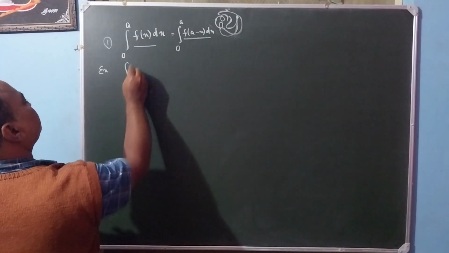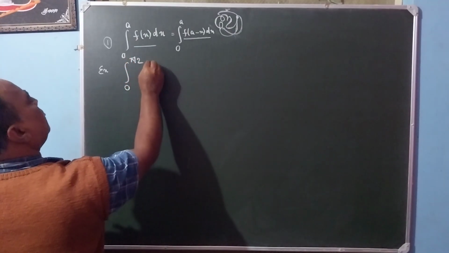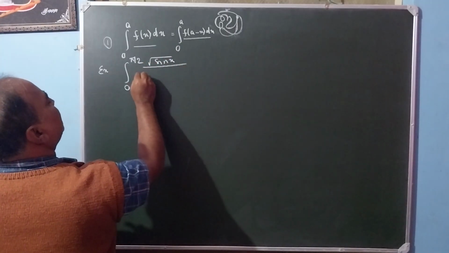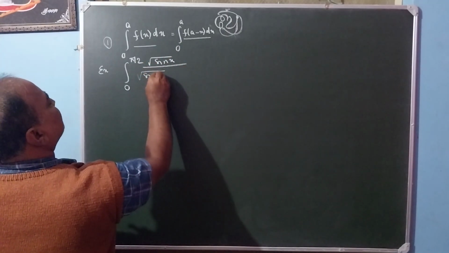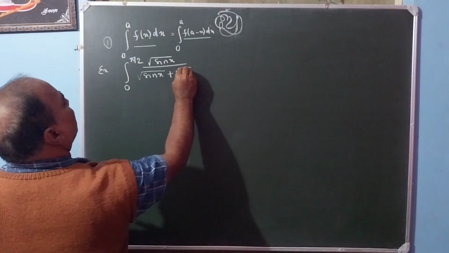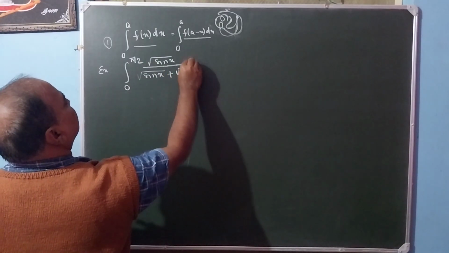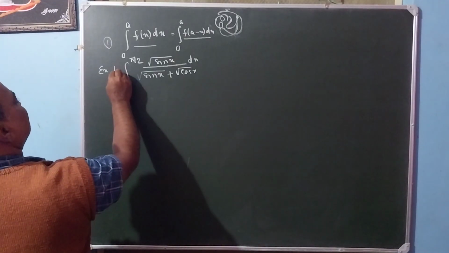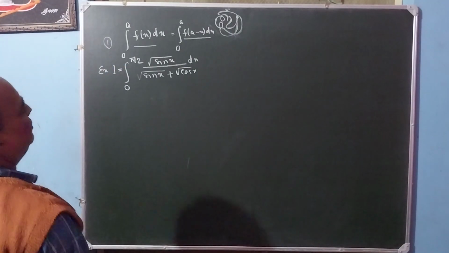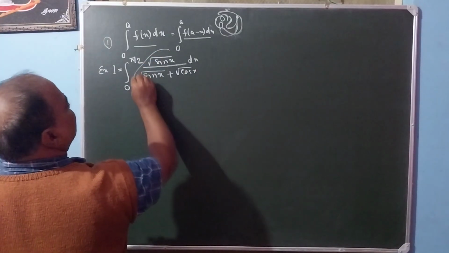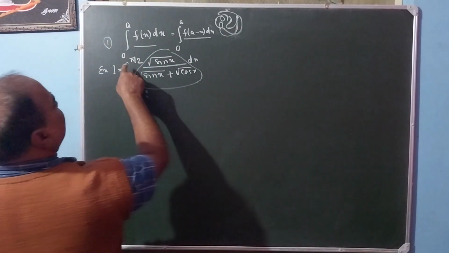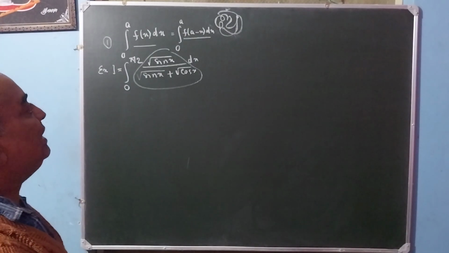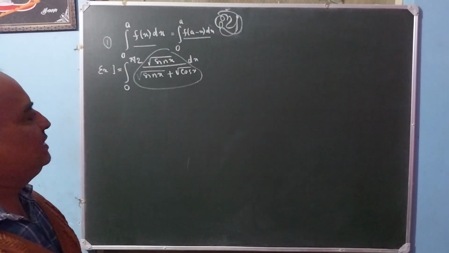Integration of 0 to pi by 2 root over of sin x divided by root over of sin x plus root over of cos x dx. Okay, suppose it is I, the integral. Here f(x) is this, and a is pi by 2. Whenever you see x, it is replaced by pi by 2 minus x.